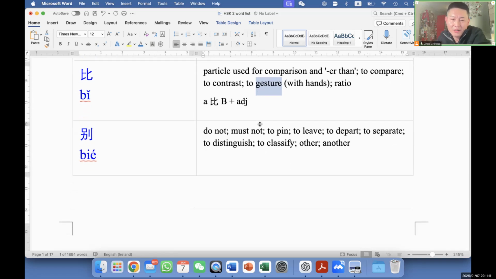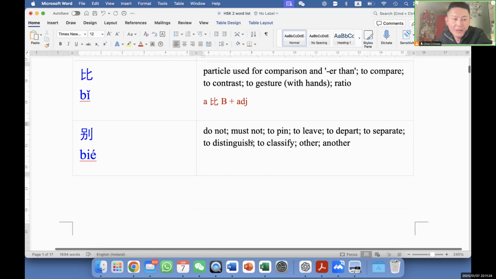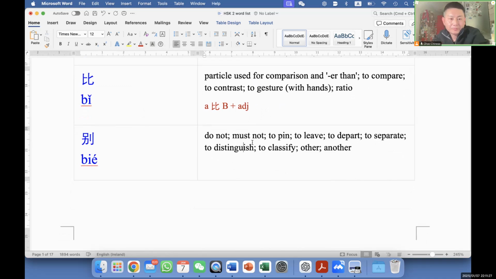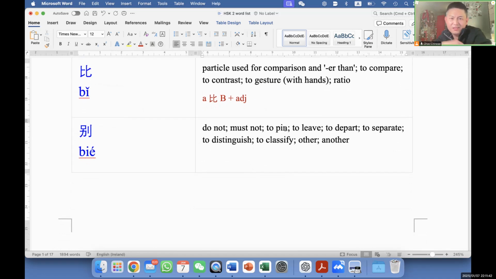别 is do not. You use 别 at the beginning of the sentence. Oh, I want to change this into a different color, actually. Too red. Okay. 别 is do not. You use it at the beginning of a sentence to mean do not do whatever. 别说话, don't talk. 别玩电脑, don't play with your computer. Must not, to pin on it.